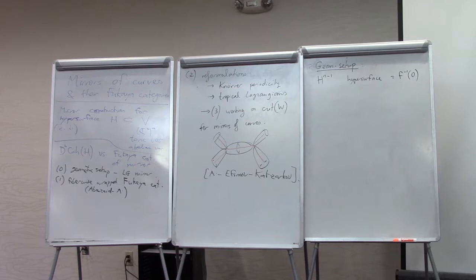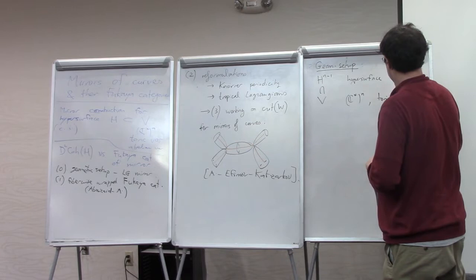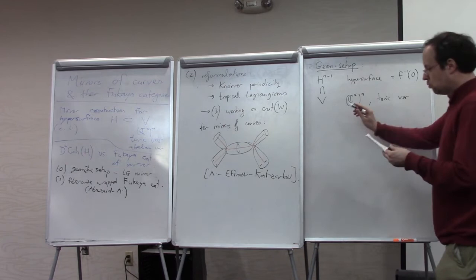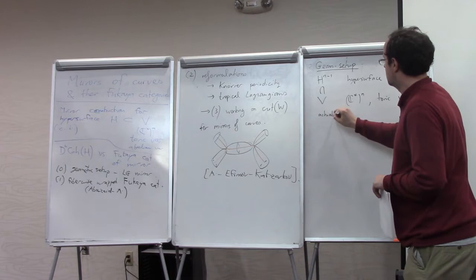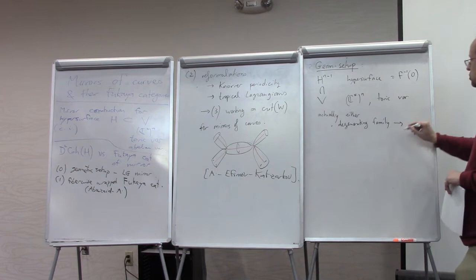Inside some variety V, which could be C star to the n or a toric variety. Or, again, abelian varieties work. That's the thesis of Catherine Kennett, so I'll mention that from time to time, but my main examples will be these. And so what we want to do with that, sorry, so to be honest, this is actually either a degenerating family of complex hypersurfaces near the tropical limit.